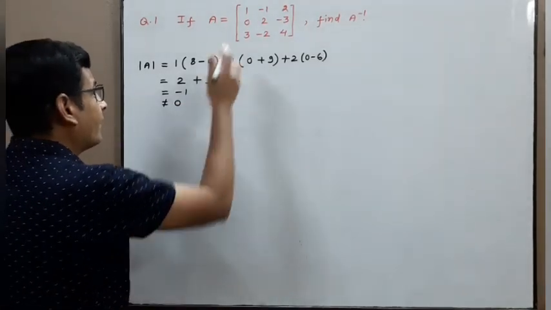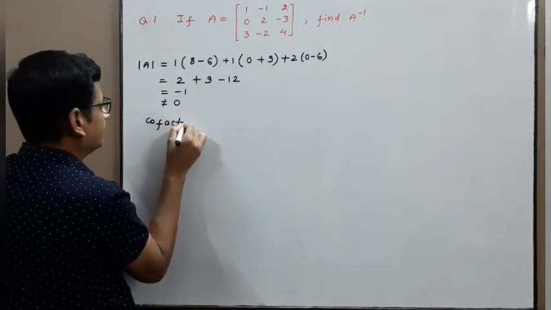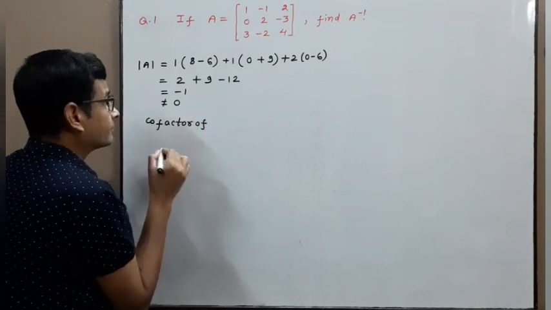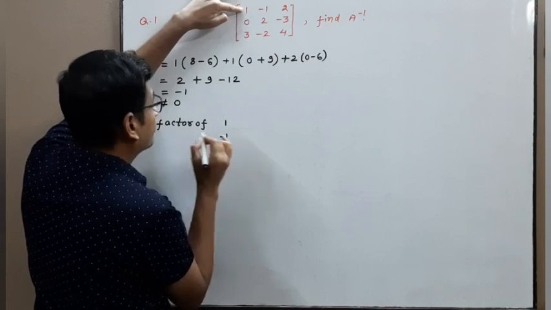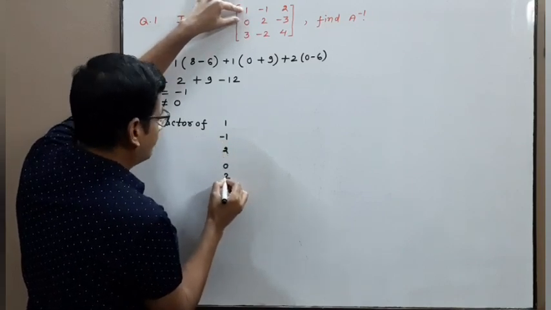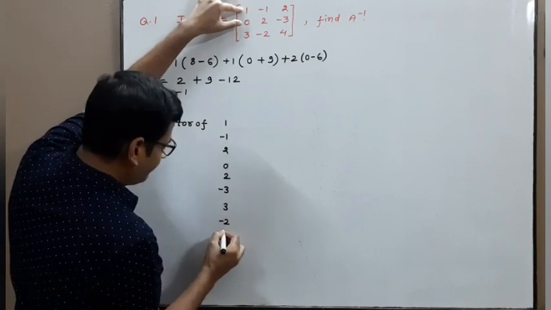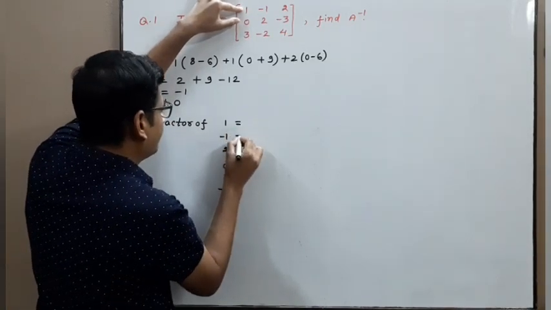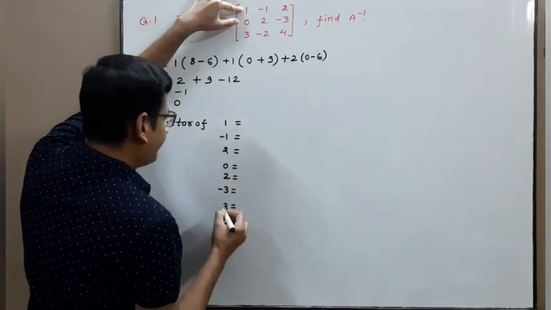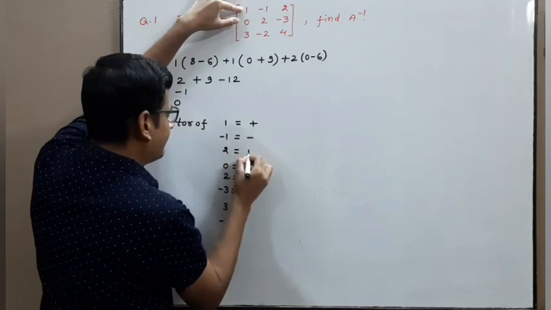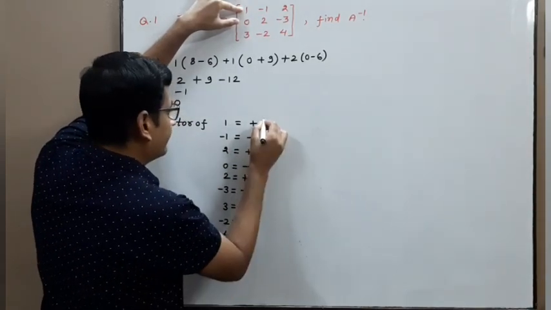Now find cofactors of each element. Cofactor of 1, minus 1, 2, 0, 2, minus 3, 3, minus 2, 4 is equal to, this is a 3 by 3 matrix, so write alternate signs: plus minus plus, minus plus minus, plus minus plus. Then fill in the blanks.